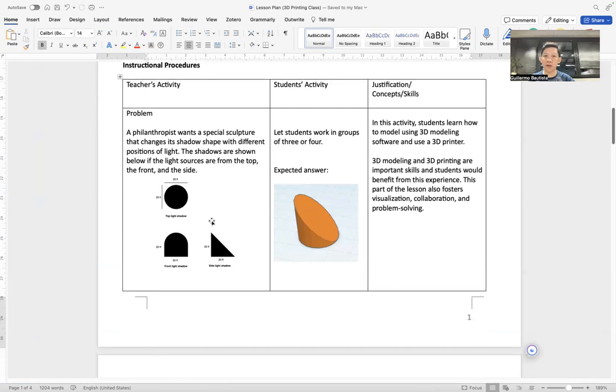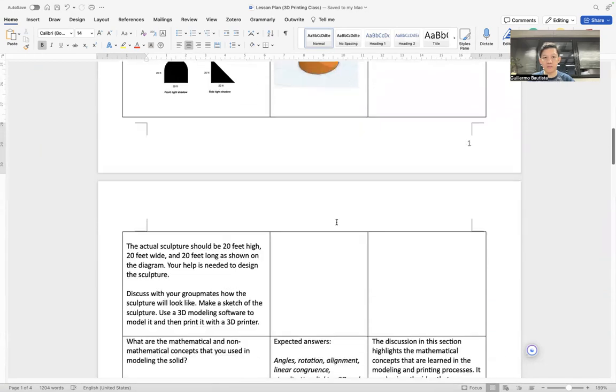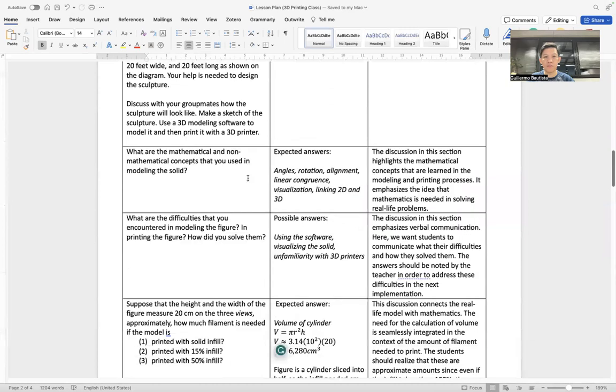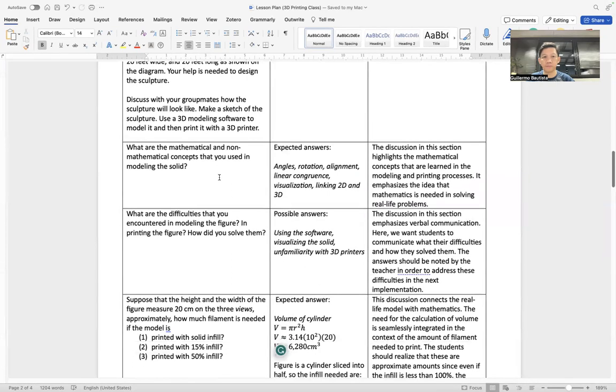In this presentation, I will try to explain why I developed those questions. We already know this is the problem. So what are the mathematical and non-mathematical concepts that they use in modeling the solid? I think that was the first question in the PowerPoint.